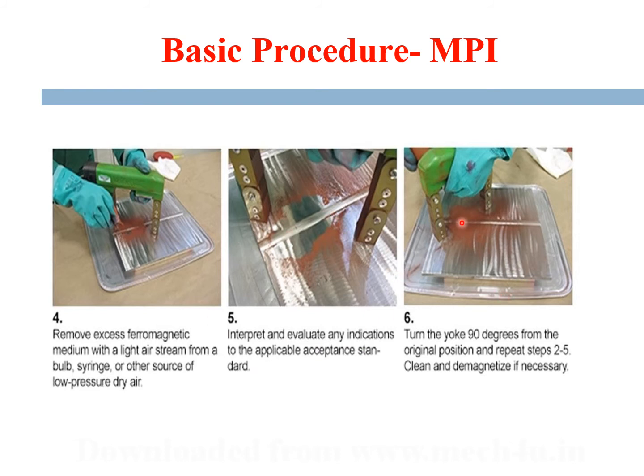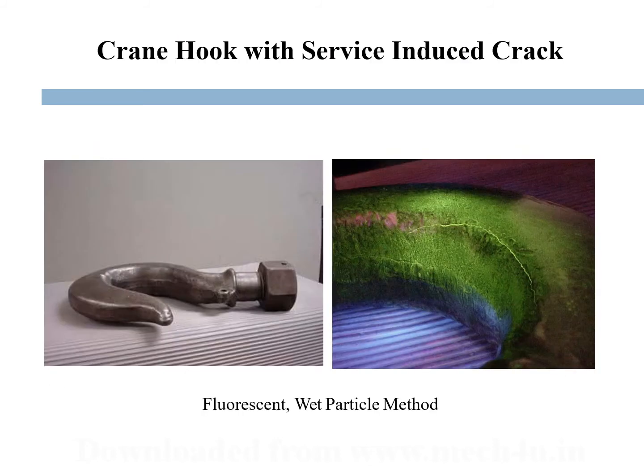Now also the yoke or the poles are turned 90 degrees from the original position, and the process is repeated 2 to 5 times. That is, you are applying the initial magnetic field to find the indications, you are reversing it, and then again you are bringing it back to the original position, and then again you are reversing the magnetic field. So this reversal is repeated 2 to 5 times, and then cleaning and demagnetization is done.